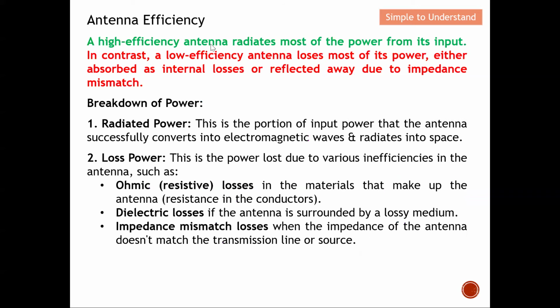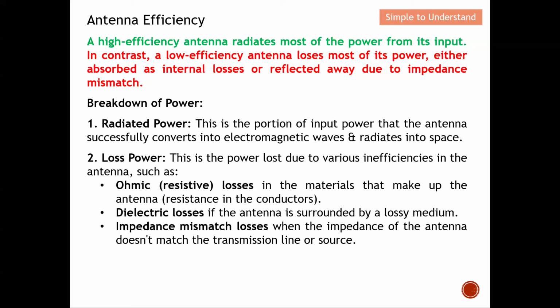A high efficiency antenna radiates most of the power from its input. As I told you, if antenna efficiency is equal to 1, all the power that is input to the antenna will be converted into radiation energy. In contrast, a low efficiency antenna loses most of its power. The power can be lost in terms of the losses which I will describe later on. It is either absorbed as internal loss, or reflected away because of impedance mismatch. Keep this in mind.